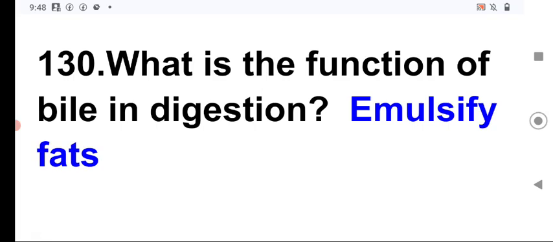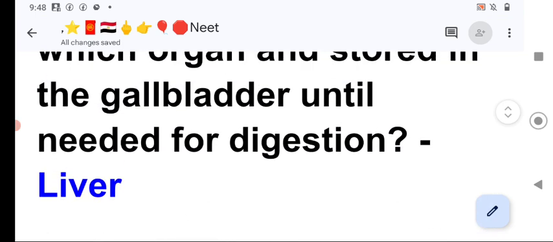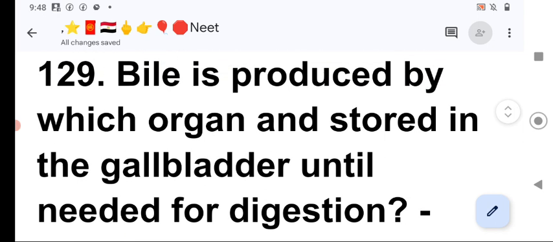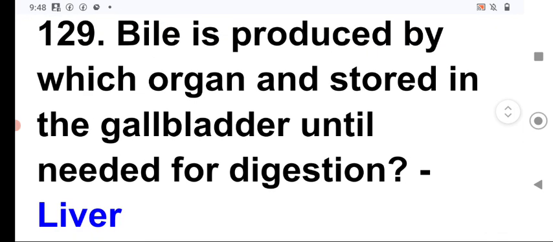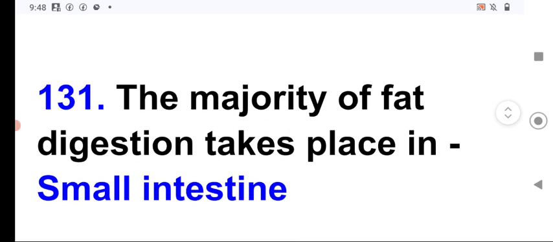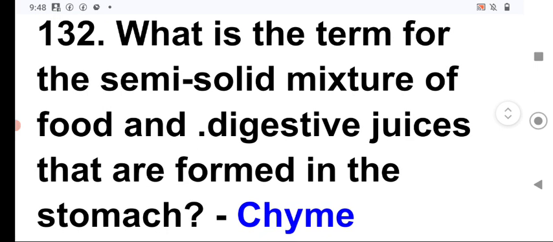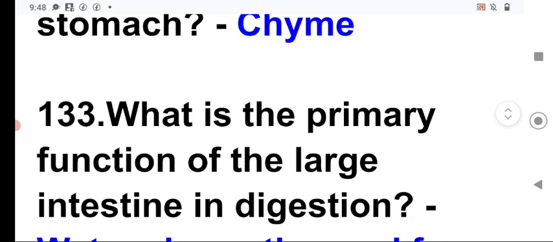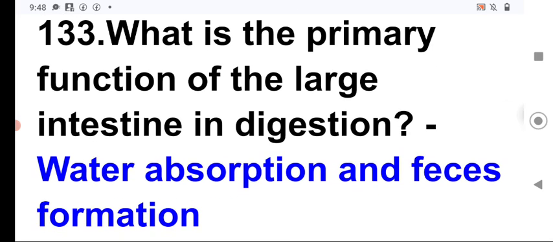Both the bile and the pancreatic juice are secreted through a common duct inside the small intestine and take their action on their substrates respectively. Next, the majority of fat digestion takes place in the small intestine. Next, what is the term for the semi-solid mixture of food and digestive juices found in the stomach? It is the chyme. Next, what is the primary function of the large intestine in digestion? Water absorption and feces formation is the primary function of the large intestine, which starts just after the end of the small intestine.